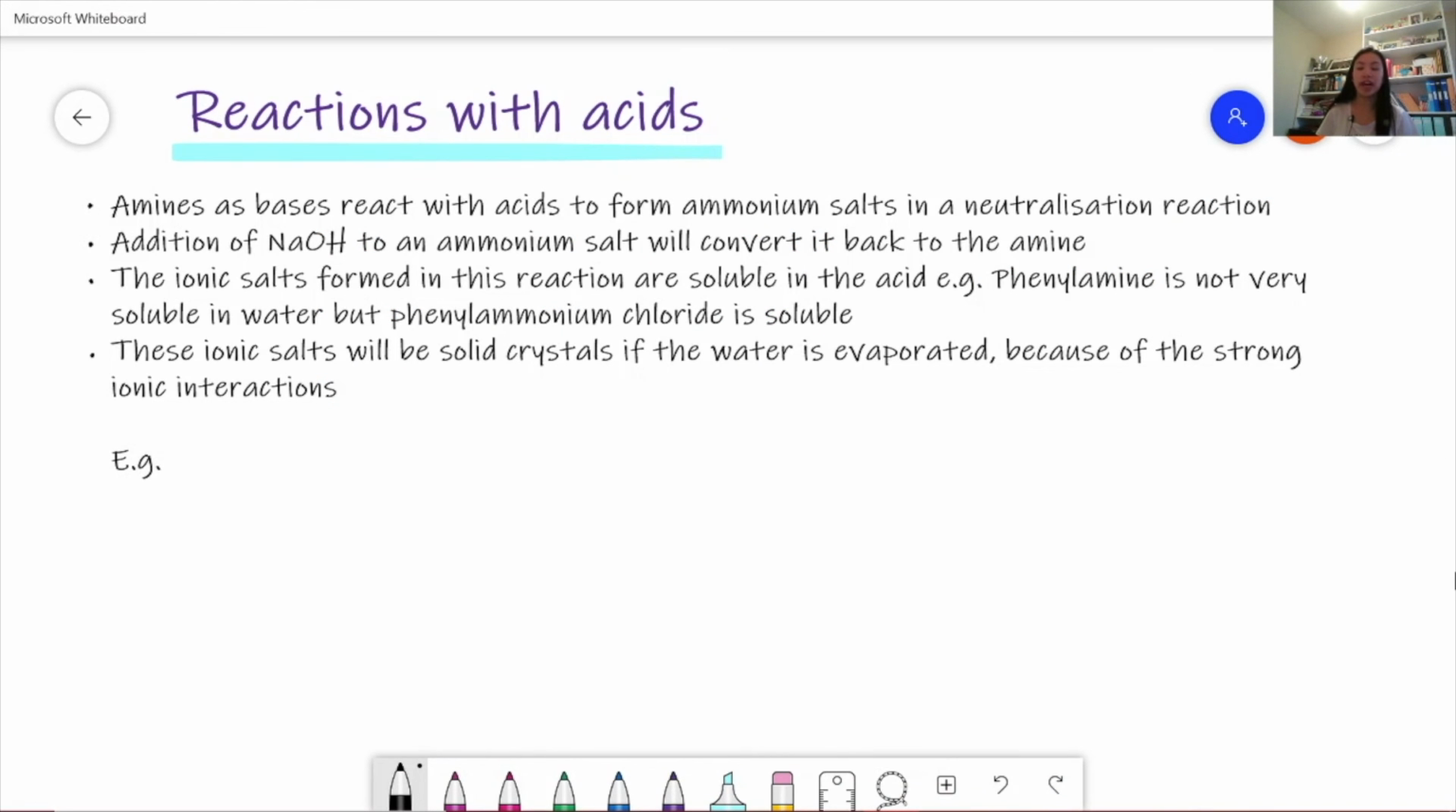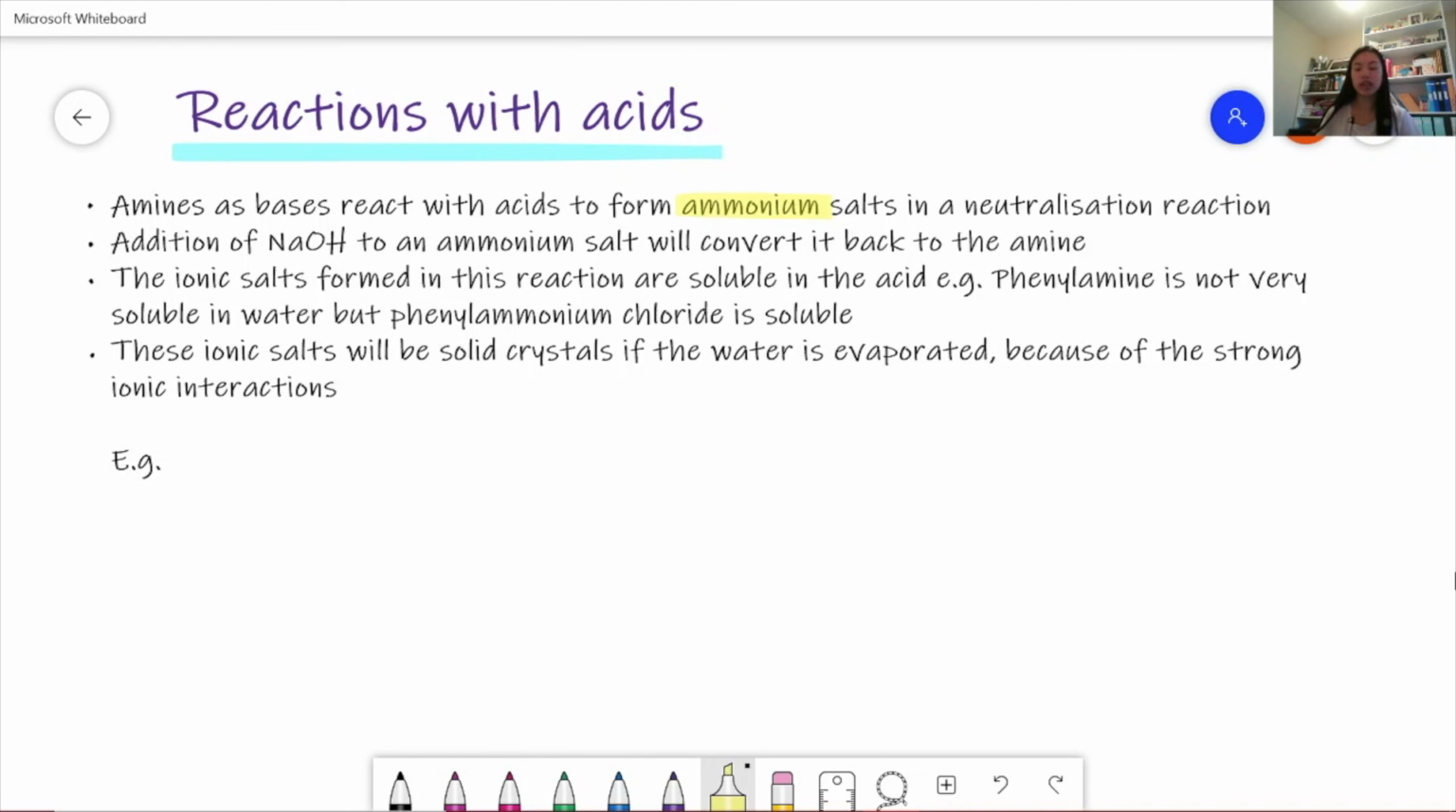The next reaction we have to look at is the reaction with acids. So amines as bases react with acids to form ammonium salts in a neutralization reaction. And this is because the salt formed will be neutral. And the addition of sodium hydroxide to an ammonium salt will convert it back to the amine. The ionic salts formed in this reaction are soluble in the acid. So for example, phenylamine is not very soluble in water, but the ammonium salt, phenyl ammonium chloride, is soluble. And these ionic salts will be solid crystals if the water is evaporated, because of the strong ionic interactions that take a lot of energy to break, and so they'll be solid.